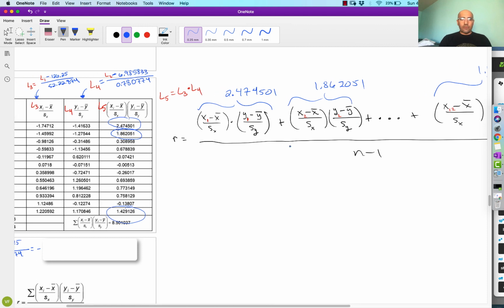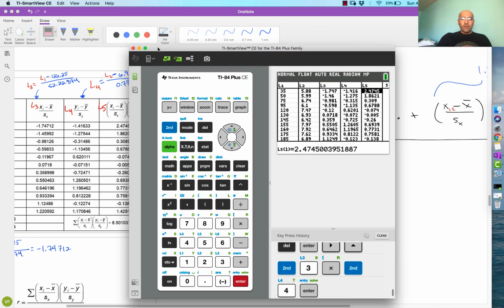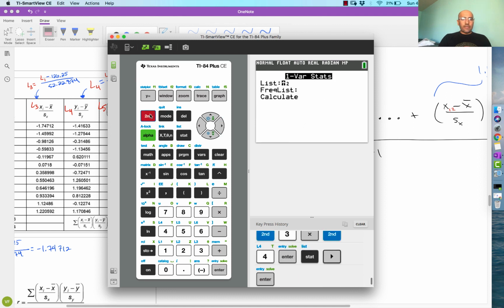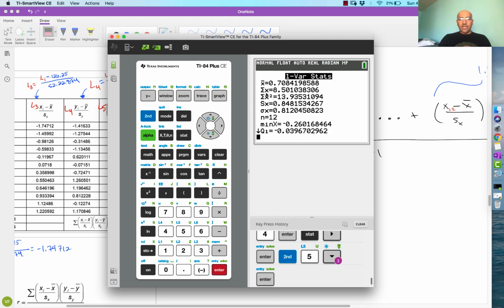Okay, so what do we have to do? We have to add all of these numbers. So we got to sum all of these. Luckily, they were already in my calculator, and there's an easy way to sum all of these things. We just have to do a one variable stat on list number 5, and that'll give us this little summation, which you can get very easily. Okay, so now go back and do stat, calculate one variable statistics on list number 5. Down, down, enter. And remember, we're looking for the sum of the entries.